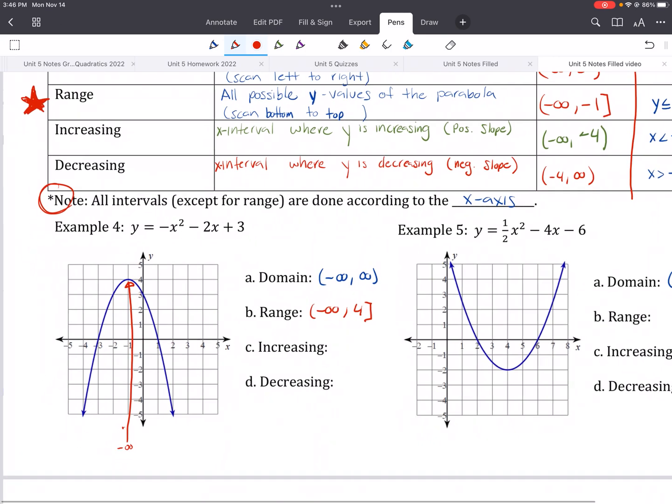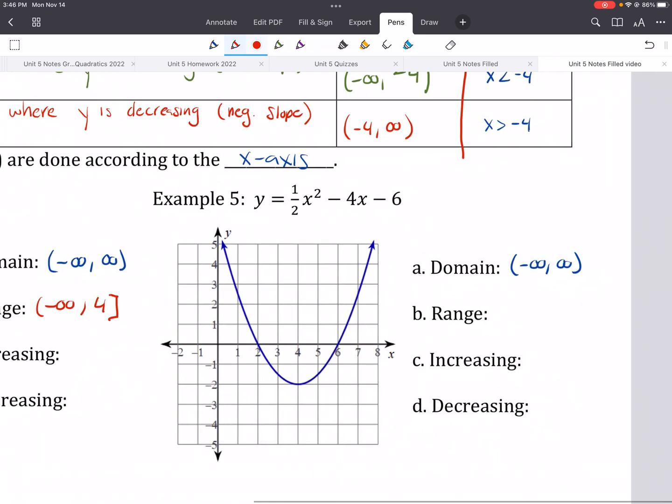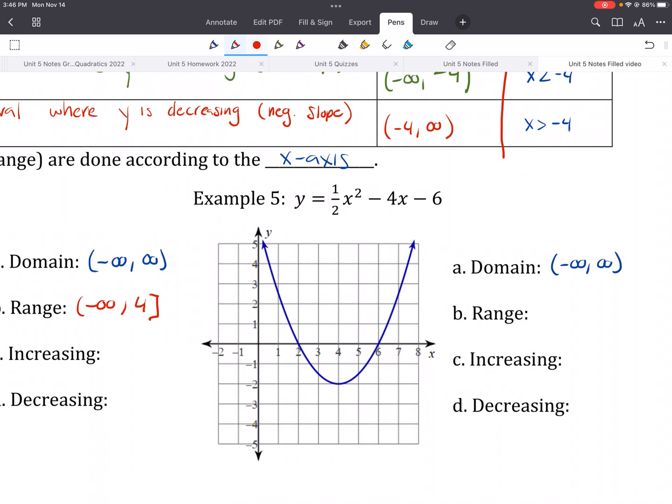All right, so next we'll do the range for example 5. So how low to how high? How low would be -2 all the way up to infinity. So it starts at -2 and goes forever.